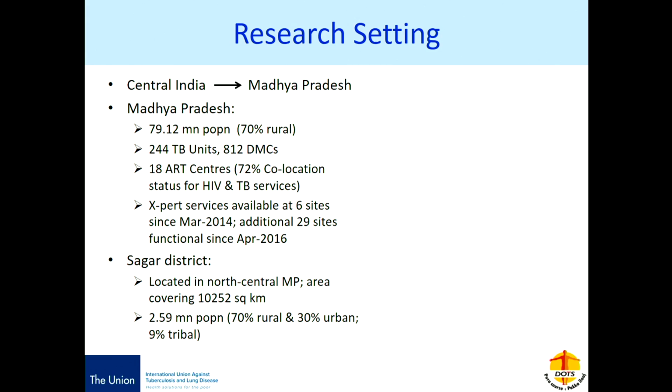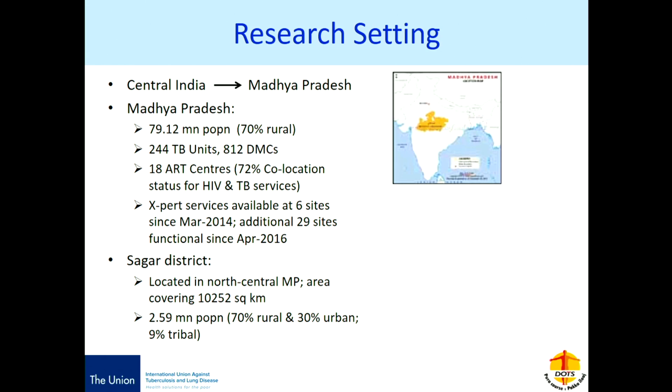Madhya Pradesh is a province of central India, having a population of 79.1 million, mainly residing in the rural areas, and only 30% is residing in the urban cities. Madhya Pradesh is providing TB services through 244 TB units and 812 designated microscopy centers. There are 18 ART centers in Madhya Pradesh, so the co-location status is about 72% in the state. We have Xpert services available in the state since March 2014 at 6 sites, and since this year, April, an additional 29 sites have become functional.